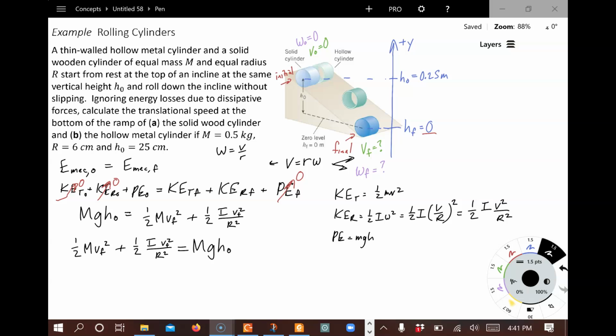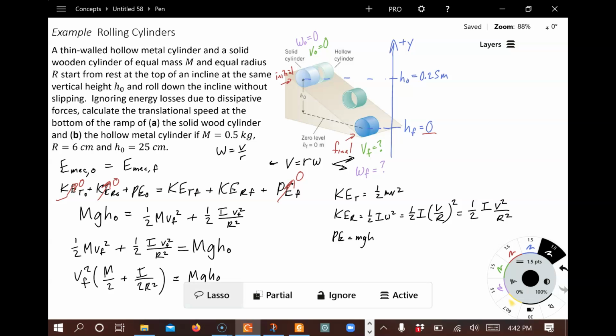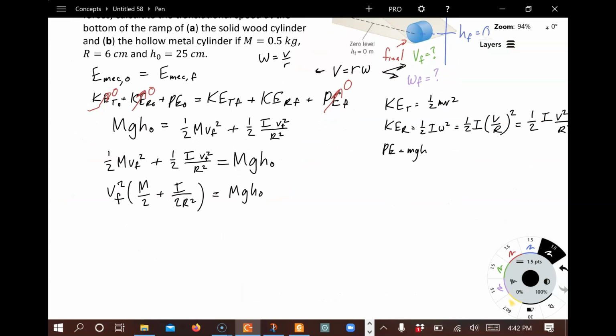Now I want to factor out V final squared on this side here. I'm going to be left with an M divided by 2 plus an I divided by 2 R squared is equal to mg h0. So we're almost there now, and we just need to go ahead and divide both sides by the term in parentheses and then take the square root.